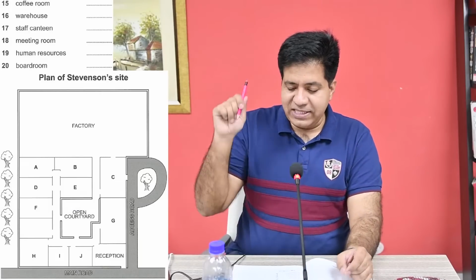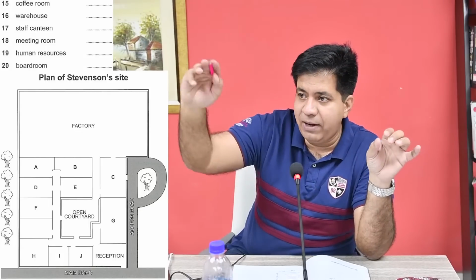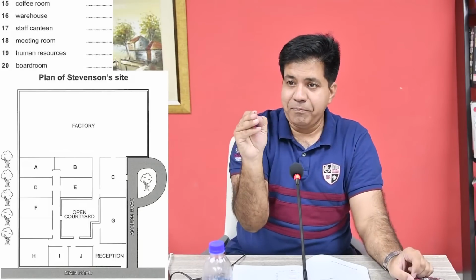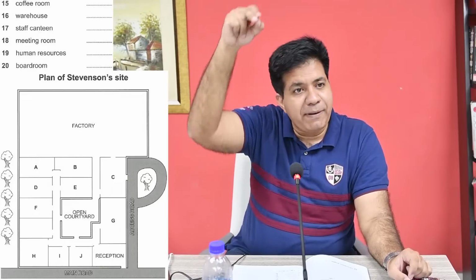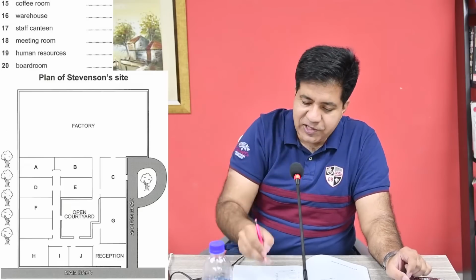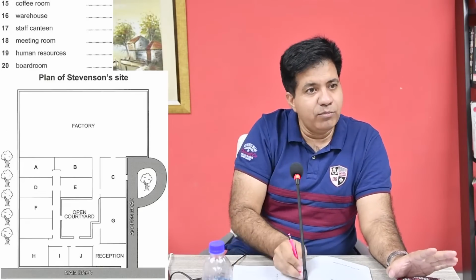Coffee room. Now let's see where the coffee room is. Now the first thing is, your pencil hand is going to be in the air. When they say, at the moment, we are here at the reception, just put your pencil there. If they say, at the moment, we are here at the reception, then move your pencil from there.